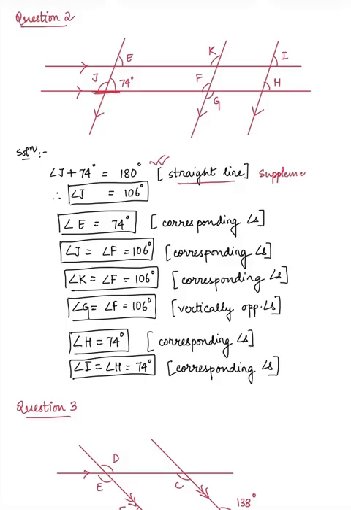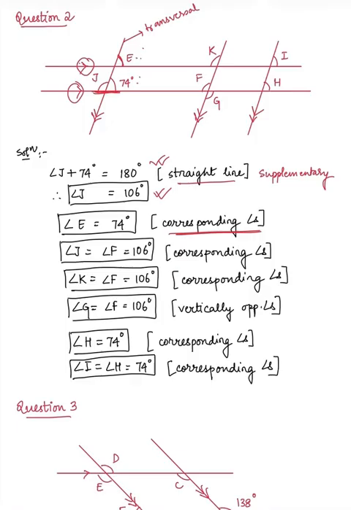So we got very easily the value of angle J. Now let's try and get angle E. This is one transversal based on these parallel lines, right? So E will be equal to 74. Why? Because it is a corresponding angle. They lie on the same side of the transversal, and one is an interior angle, one is an exterior angle.